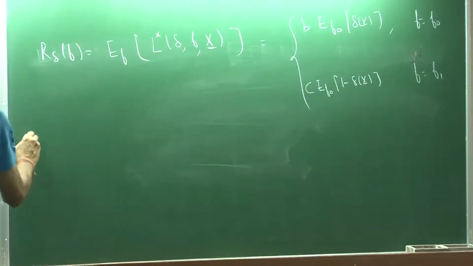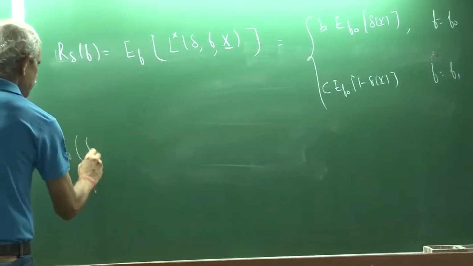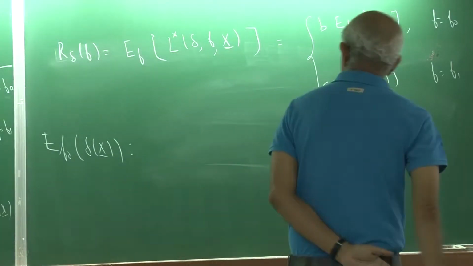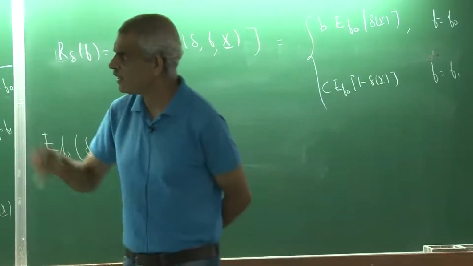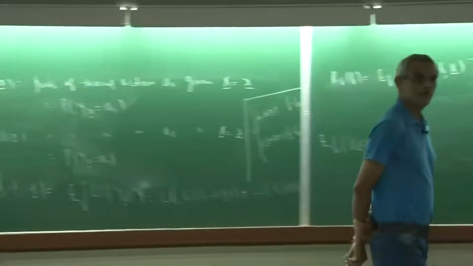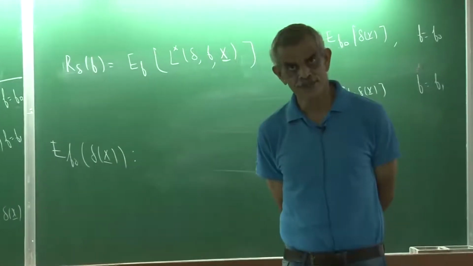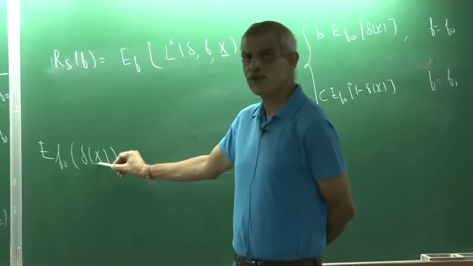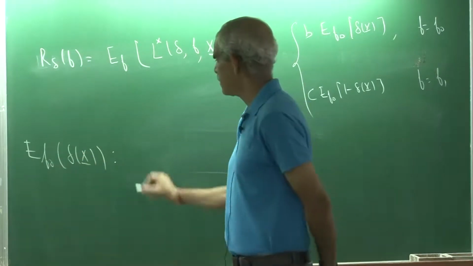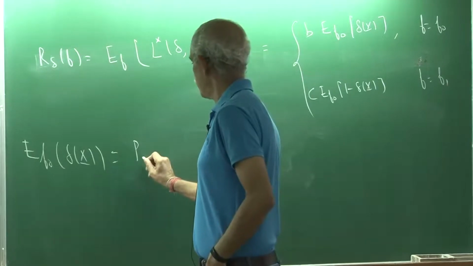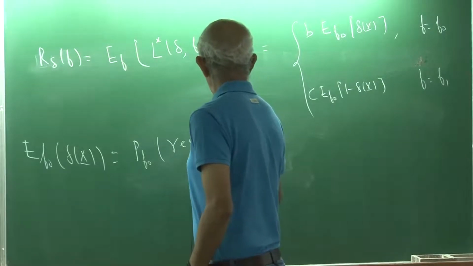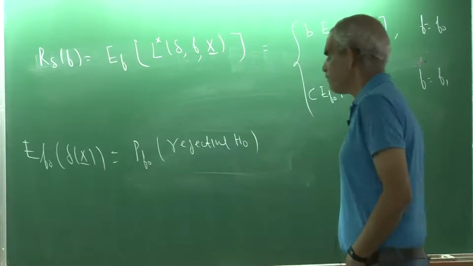Let us try to see what is the interpretation of E f0 delta x. Delta x is what? Probability of taking action A1. Probability of taking action A1 means probability of rejecting H0. So delta x is the probability of rejecting H0 given x. Then I have taken expectation with respect to x. So this is the same as probability under f0 of rejecting H0, which is equivalent to taking action A1.